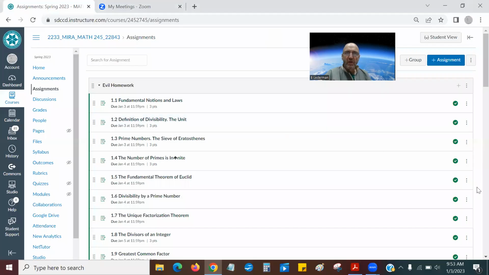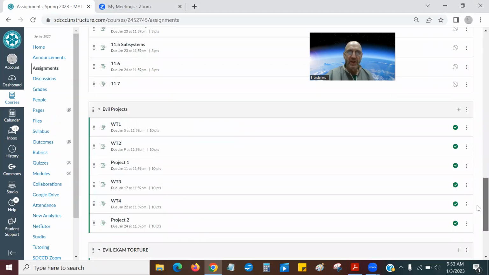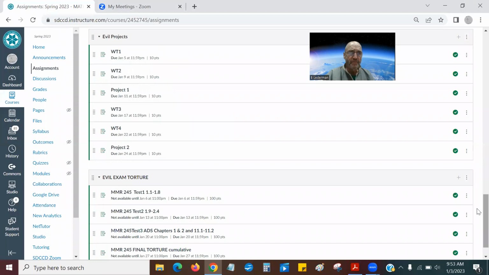Okay, so these are all the evil homework assignments. Now we also have evil projects. The evil projects, we have writing assignments, and we have these larger projects. And again, I'll have instructions on them. I wanted to talk a little bit about project 2.